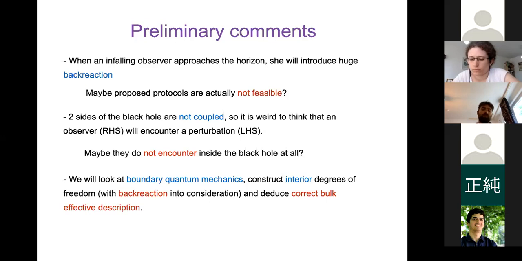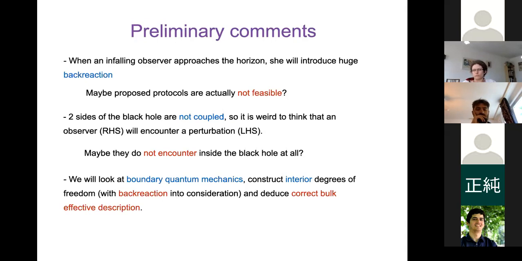And the second point is that in a two-sided black hole, the two sides of the black hole are not coupled to each other. It's extremely weird to think that the observer from the right-hand side will encounter a perturbation from the left-hand side. If you naively look at the Penrose diagram, it seems like two signals from two sides collide or intersect inside a black hole. But this severely contradicts the fact that the two sides of the black hole on the boundary are not coupled. Then it is a reasonable thing to suspect that, due to some hidden reason, these two signals actually cannot encounter inside the black hole at all. And I will actually argue that this is the case.